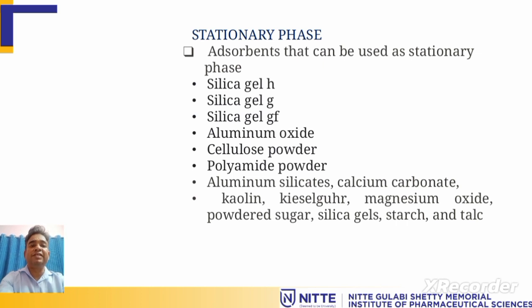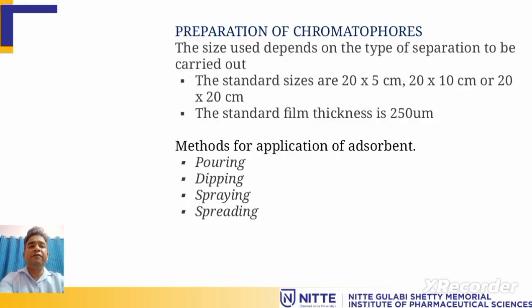So we have a silica gel G here, which is mixed with a binder called gypsum, and GF with a fluorescent calcium sulfate. These are used depending upon the compound which you are going to separate. Well, apart from this, we have chromatoplates of different sizes. In the standard size of chromatoplate, the length is kept constant, the only thing that changes is the width. We have different sizes here, 20 by 5 centimeter, 20 by 10 centimeter, and 20 by 20 centimeter.